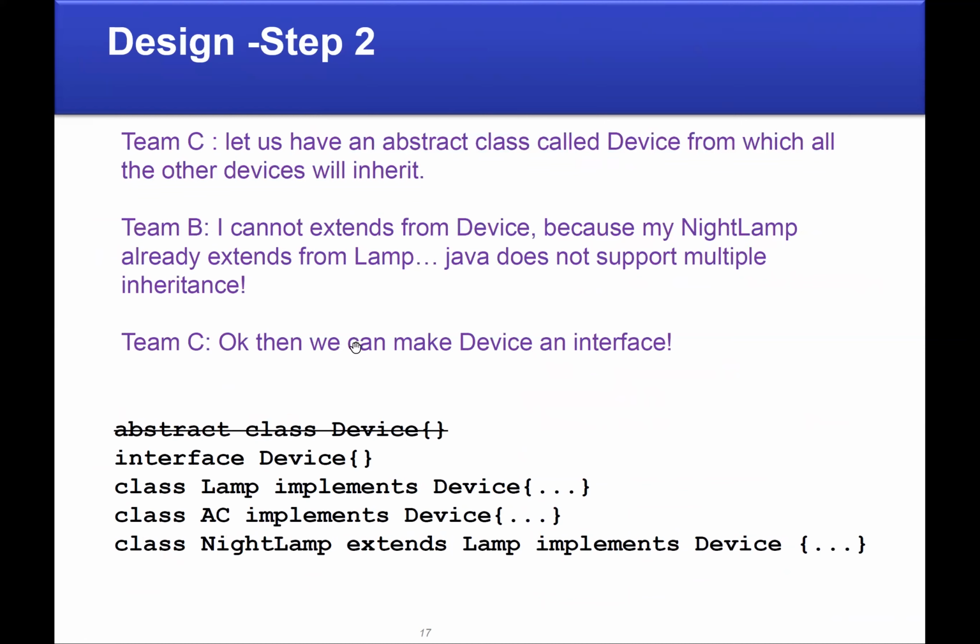Okay, Team C says, can we make device an interface? So we'll get rid of the abstract class and introduce an interface called device. Then we'll have lamp, which implements device. I'll have AC, which implements device. And have a look at this: there's a class called night lamp, which extends lamp plus implements device. So this is perfectly fine. All the rules which you wanted, you can keep in device.